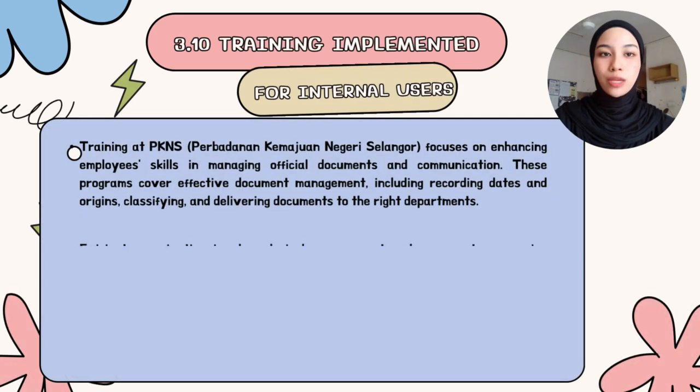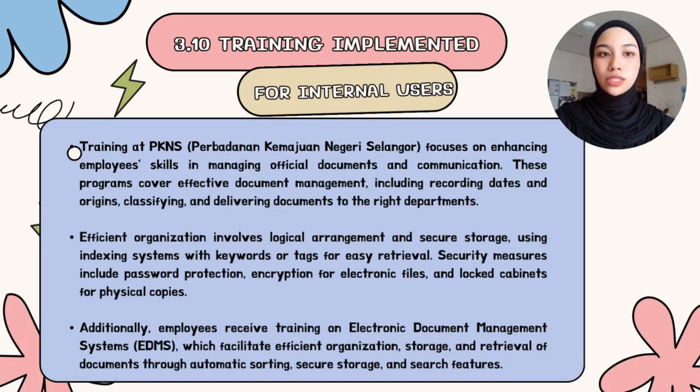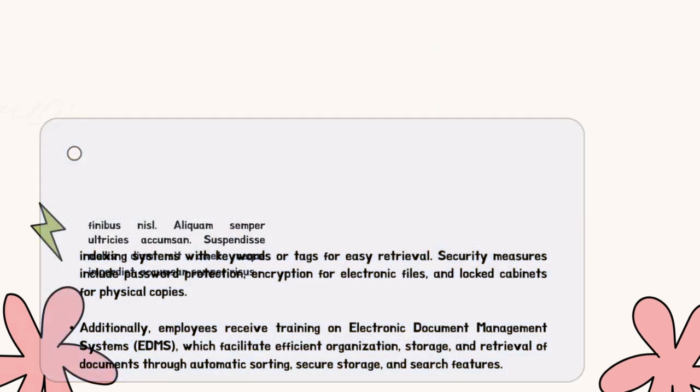Next is training implemented for internal users. Training at Pkns, Perbadanan Kemajuan Negeri Selangor, focuses on enhancing employee skills in managing official documents and communication. These programs cover effective document management, including recording dates and origins, classifying and delivering documents to the right departments. Efficient organization involves logical arrangement and secure storage.